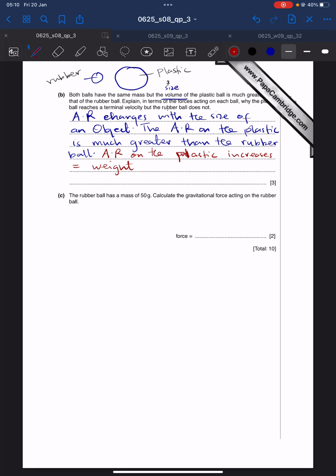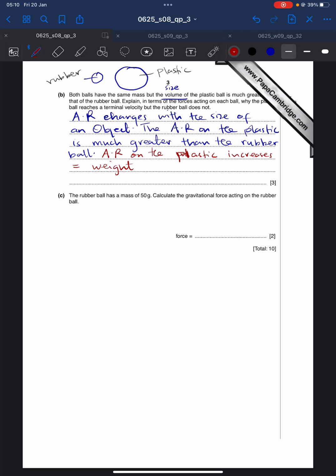Now لاحظ انه السؤال ما دايرك تشرح لهم الفولينج ذاته. هم عايزينك بس تشرح ليه دي بتصل terminal velocity وديك ما بتصل terminal velocity. As simple as that. So you just bring the idea of size. Basically they're checking if you know that the size of an object affects the air resistance on it. Air resistance is affected by either the size or the speed. في الاثنين if it increases then the air resistance increases.